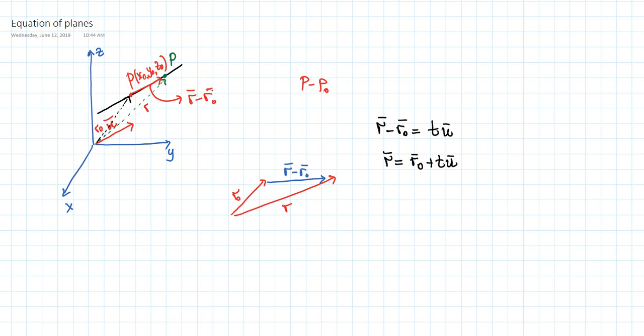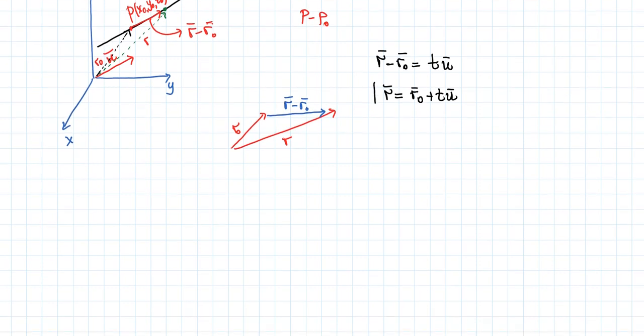Okay, so this is the vector equation of the line, which is very simple, right? Okay, so now let's talk about the equation of the plane.